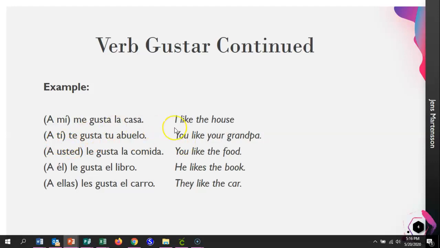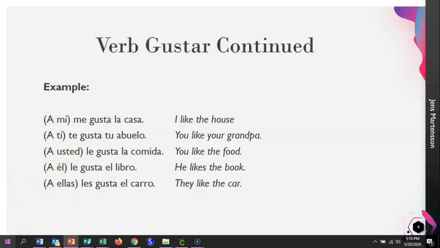I like the house. Talking about the one, us, you personally. A mí. So a mí, when you're talking about yourself. A ti. Okay? The informal way. So if you were talking to a friend, you can say a ti. Okay? But yet if you're talking to somebody that's maybe older than you or somebody that you don't know personally, you would say a usted.